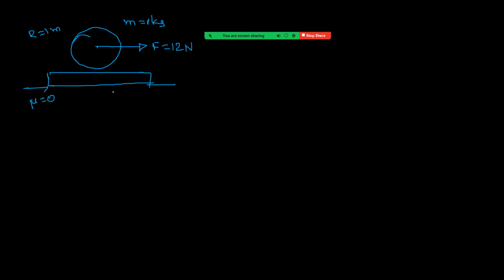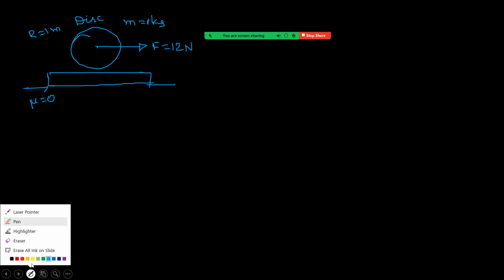Now see how to start the problem. The condition given is that it is rolling, that means rolling without slipping. Rolling means it is a combination of translation and rotation: translation of the center of mass and rotation about the center of mass. So we take the force equation for translation and the torque equation for rotation about the center of mass.